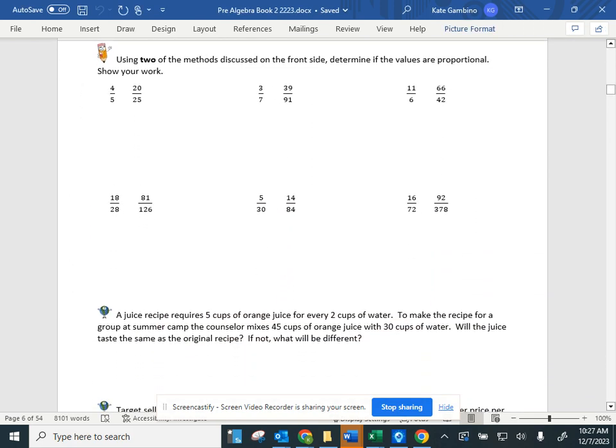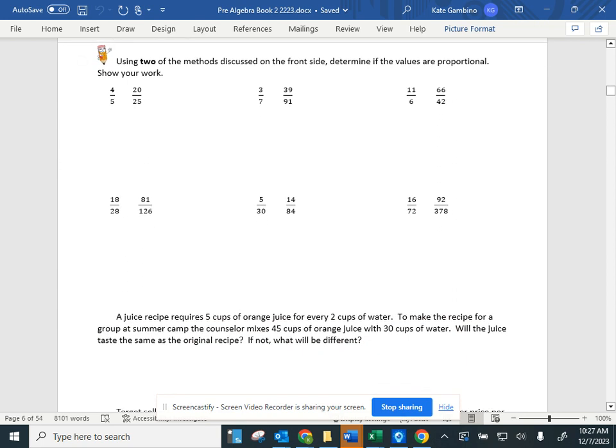So on this one, it says using two of the methods discussed on the front side, determine if the values are proportional. And like I was saying, we're going to show our work. You're going to show me which method you're using. And then the answer, Addie was asking, is 2,850 your answer? No, the answer is going to be yes or no. Are they a proportion? So doing the work, 2,850, 2,850, yes, they're a proportion because they're the same number.